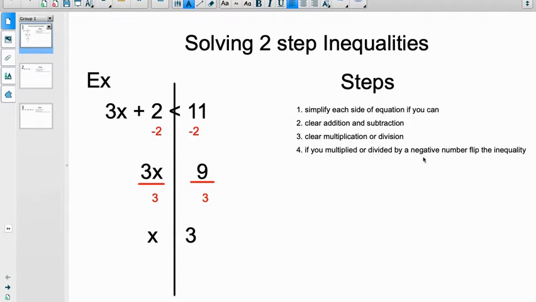And then step 4 says if you multiplied or divided by a negative number, flip the inequality. We divided by a positive number, so our sign stays the same. So our final answer is x is less than 3. Sign is facing the same way, x is less than 3.